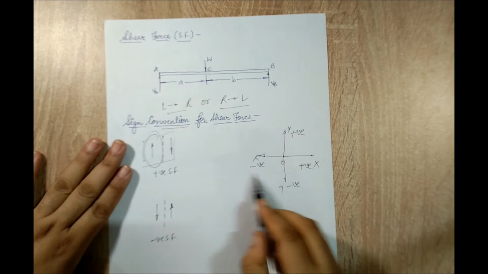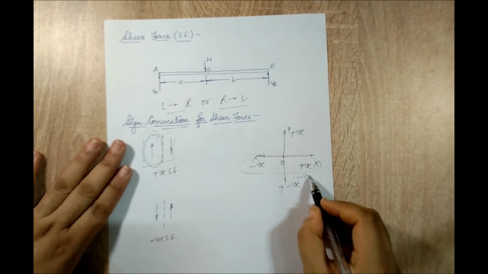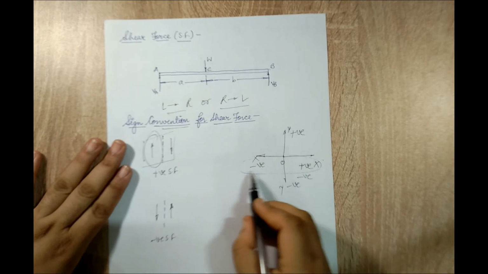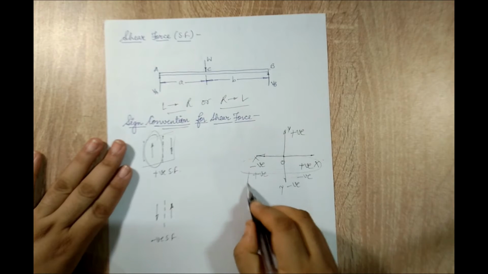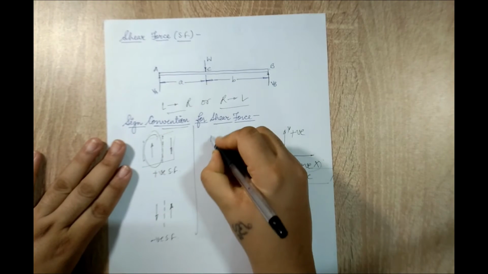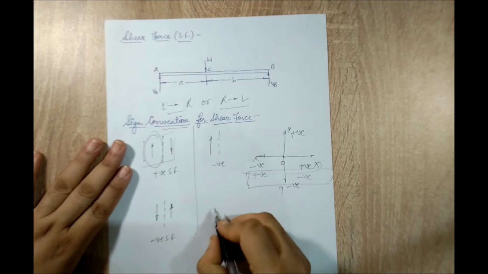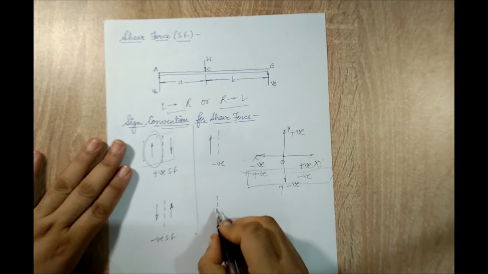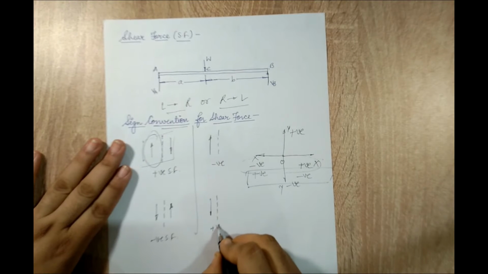Now this is a pure assumption that anything to the right is positive. I can take it as negative and I can say that any force moving to the left is going to be positive. So this is actually a sign convention, which means to each his own. So here if I want, I can say that the force to the left of section going upward is negative. In that case, I have to say that the force going downward is positive.